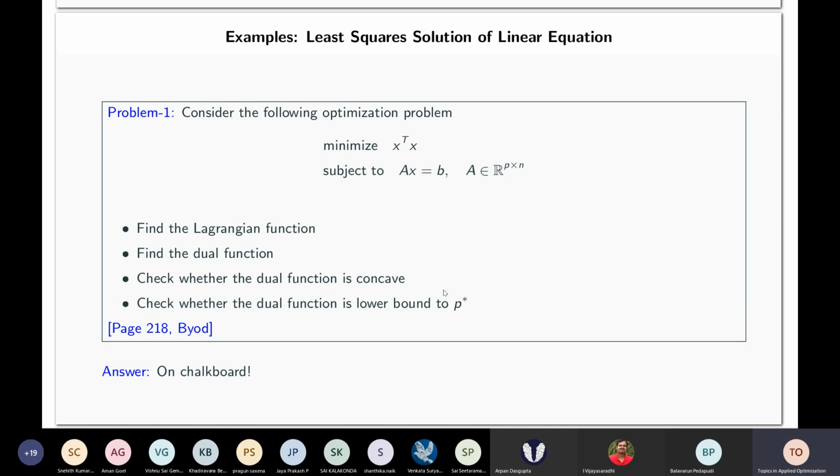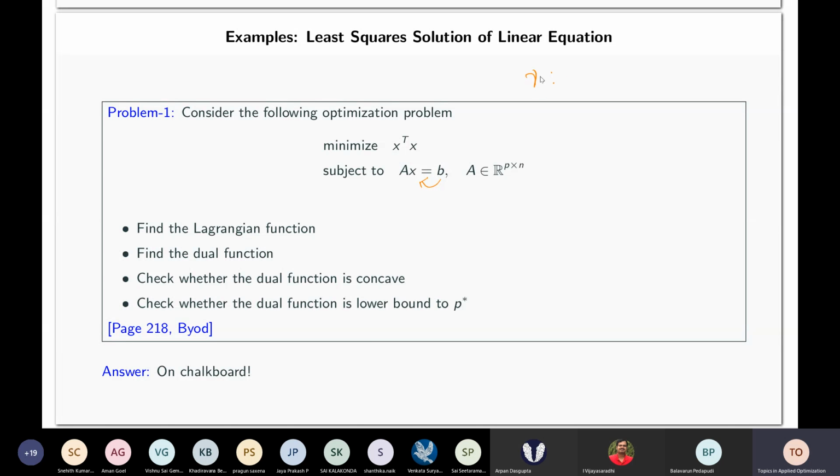Okay, so the first question is find the Lagrangian. The Lagrangian is straightforward, because in the Lagrangian we take the objective and put the constraint in standard form. So b will go on the left hand side, and the right hand side must always be 0 for both equality and inequality constraints. We multiply it with this parameter nu.